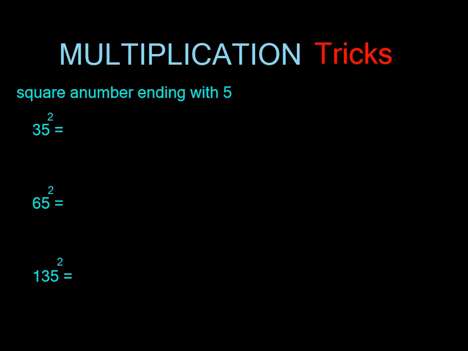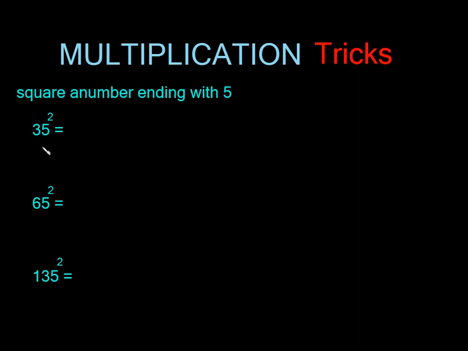Let's start with the first way. Square a number ending with 5, like 35 to the power of 2, 65 to the power of 2, 135 to the power of 2. Let's start with the first one, 35 to the power of 2.